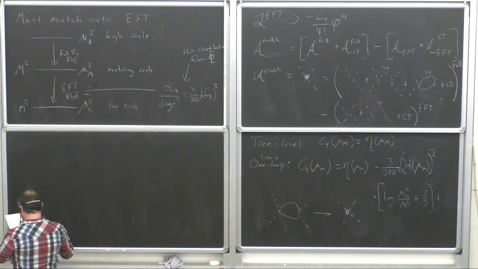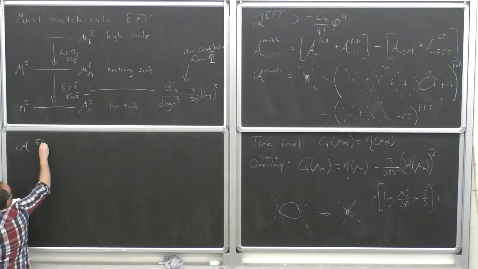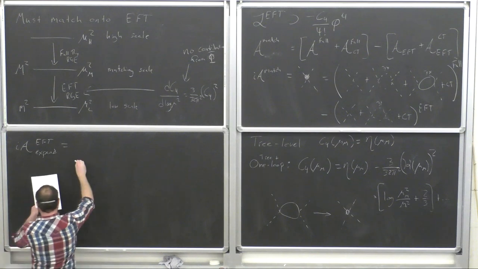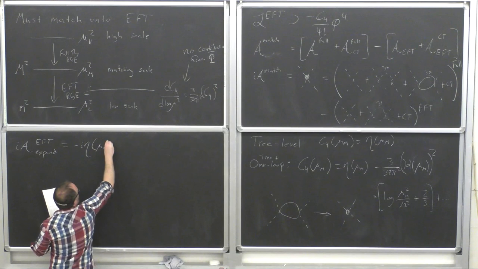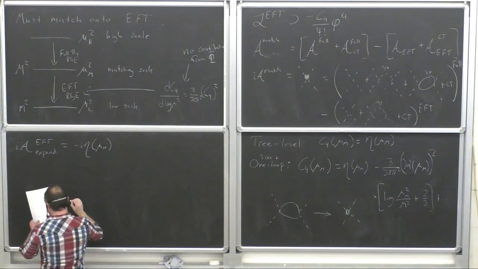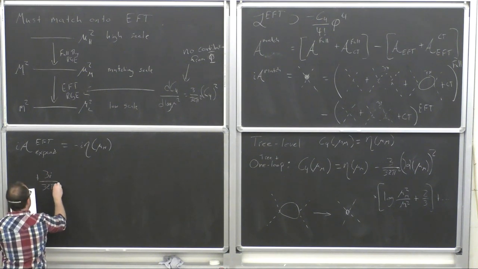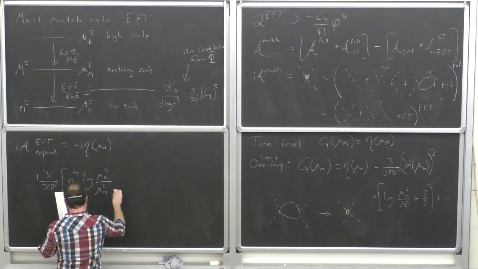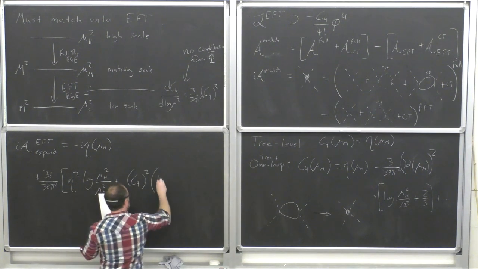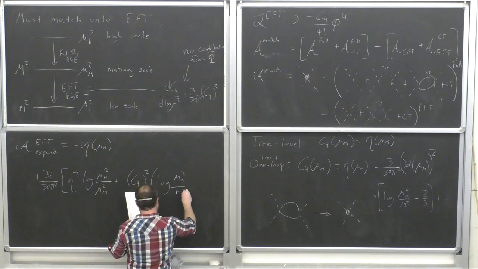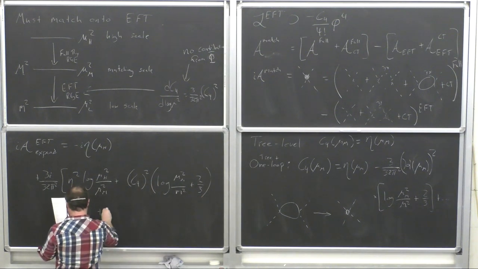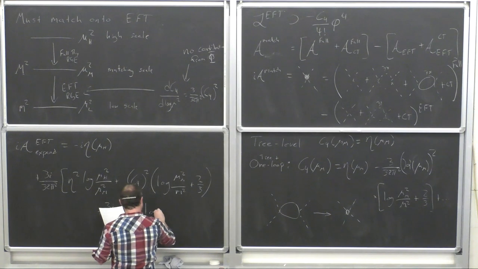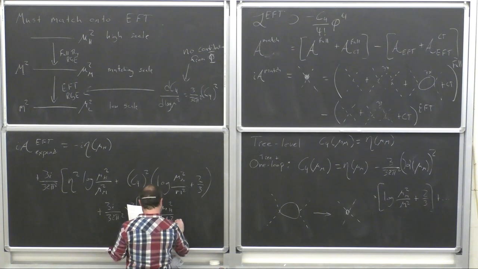So if I expand everything out, in the EFT expand. Okay, so I'm just Taylor expanding just like I did in the previous example. So I get minus i eta evaluated at mu_H plus 3i over 32 pi squared [eta squared log mu_h squared over mu_m squared plus c4 squared log mu_m squared over m squared plus 2/3] plus 3i over 32 pi squared kappa squared log mu_h squared over m squared plus 2/3.